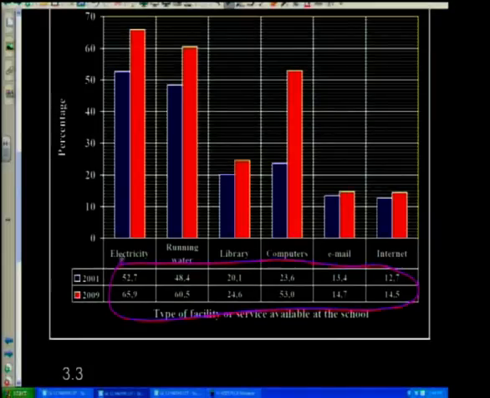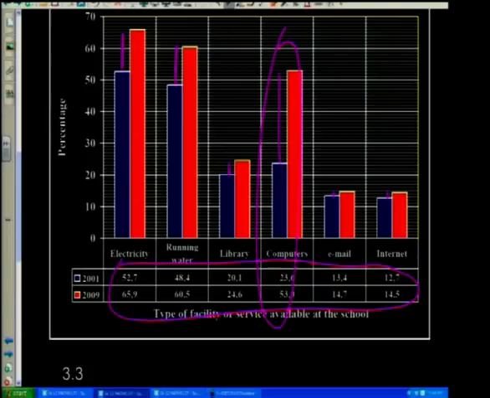If you look at electricity, there's a difference of about that amount over there. Running water, there's a difference over there. Okay, library, a little bit of a difference. Now, check computers, hey? Whee, that's a huge difference. Email is so small you can hardly see the pink line. Likewise with internet. So I would say the biggest difference is going to be computers.